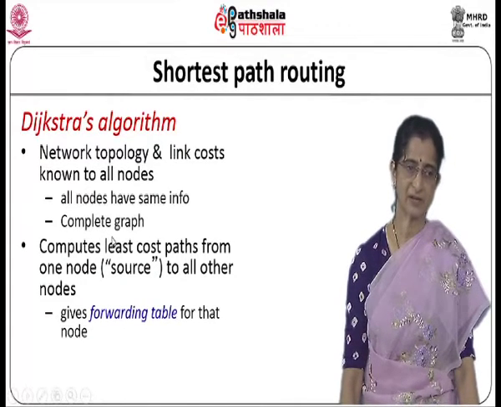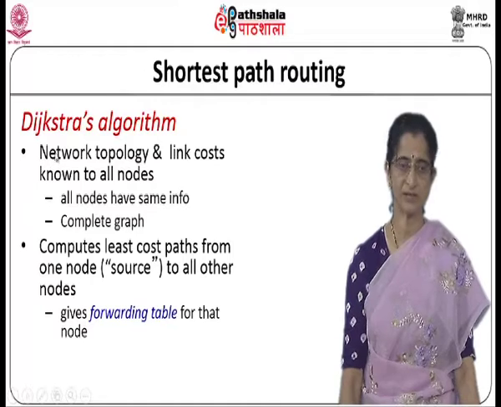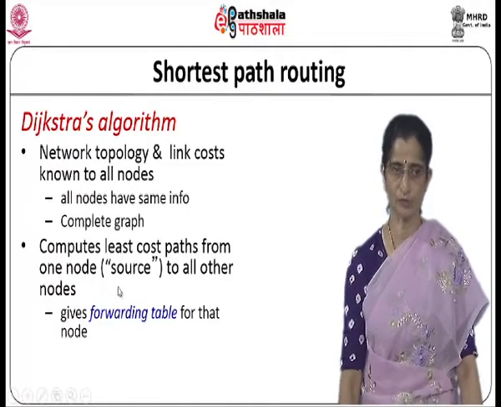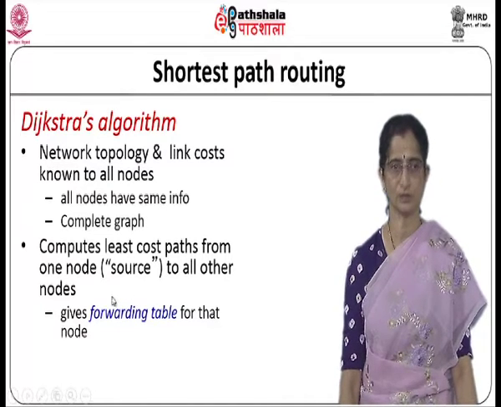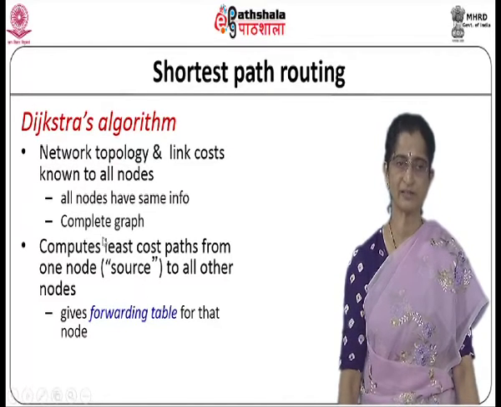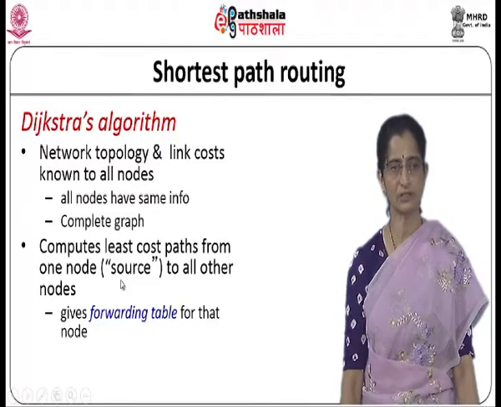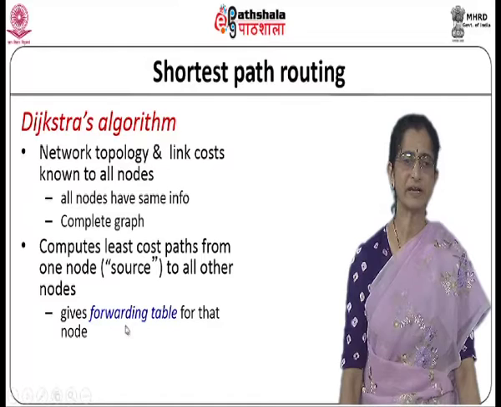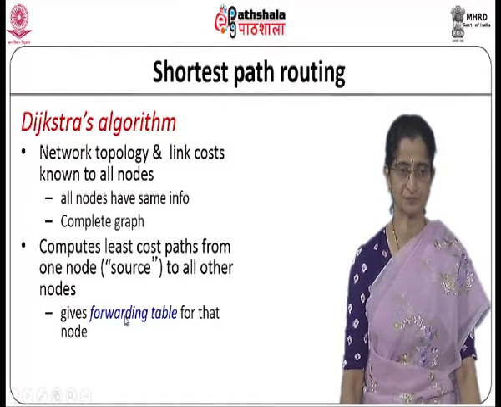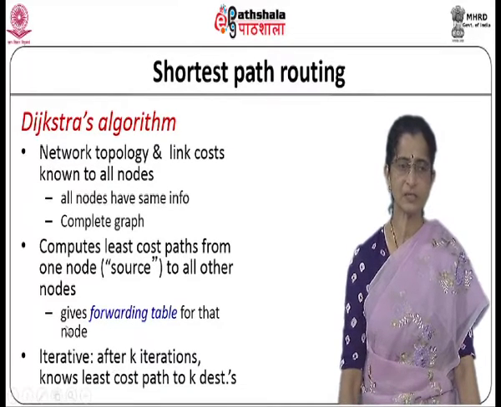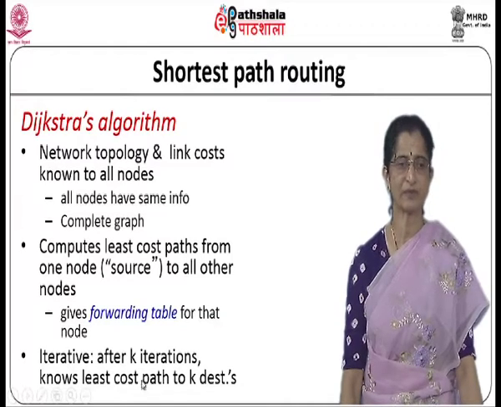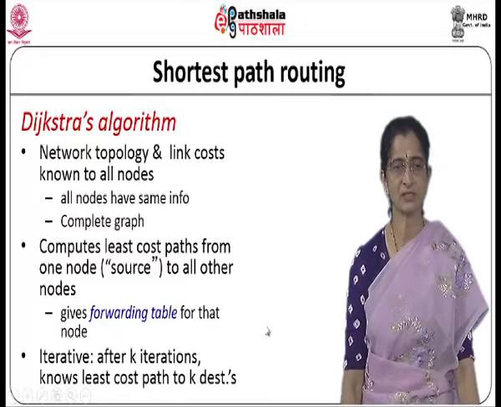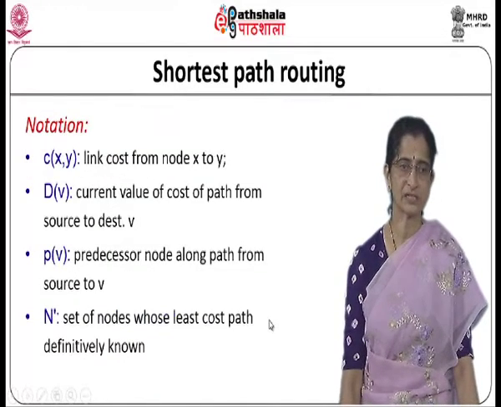Once the complete graph is constructed, you just have to run Dijkstra's algorithm to compute the least cost path from one node, the source, to all other nodes. So whichever node is running this algorithm, the least cost path from that node to all the other nodes is constructed, and the forwarding table can be arrived at from that information. This is normally an iterative process. After k iterations, you know the least cost path to k destinations. That's basically how it works. We look at this in detail now.